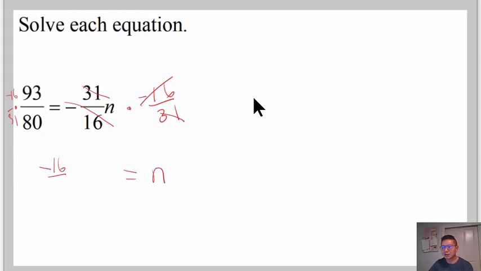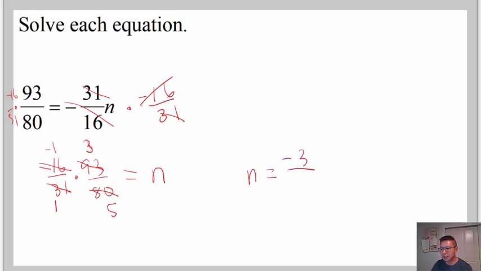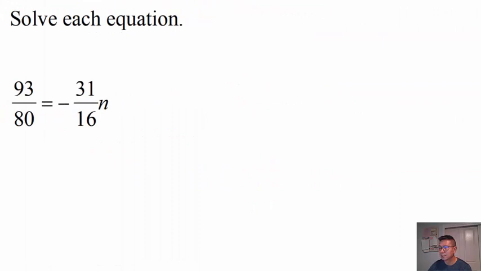And on this side, we have a negative 16 over 31 times 93 over 80. Now you can multiply that straight across, which would make it really messy, and then you have to reduce. Or you can see that 31 is a common factor for this, so that goes into 31 1 time. 31 goes into 93 3 times. How convenient. And then 16 goes into 80 5 times. So 16, negative 1, don't lose the negative sign, that's a 5. So n is equal to negative 1 times 3 over 1 times 5. And if they don't reduce, you still have to just multiply straight across.